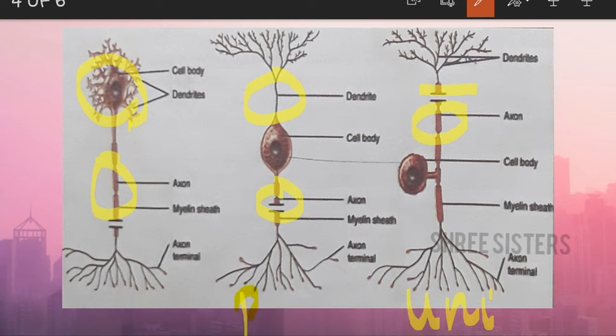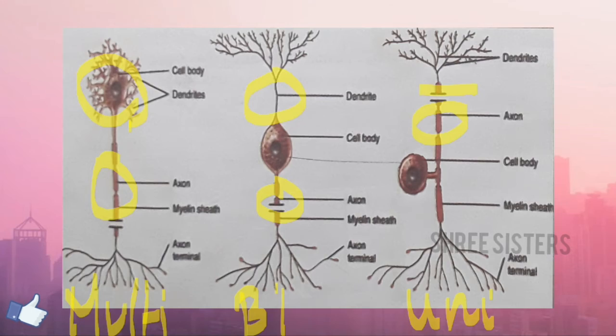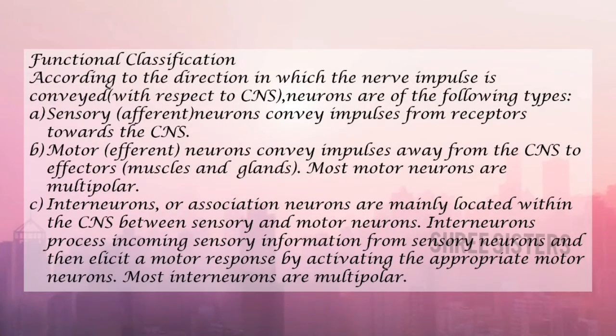These are bipolar. They only have one dendrite and one axon. These are multipolar. They have more than one dendrite and one axon. So this is the picture recognition. Next we'll see about the functional classification.